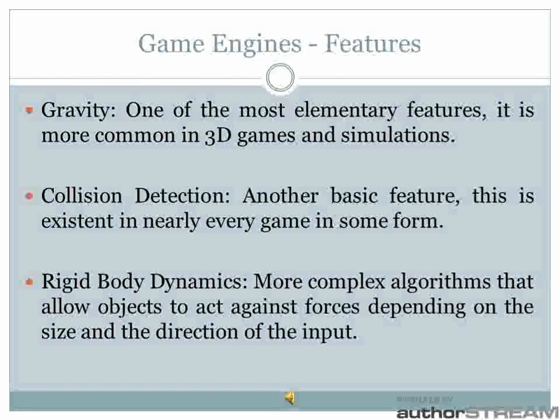Game engines have a few features that are usually common. The first one is gravity, which is one of the most common elements now. The second one would be the collision detection feature in games. And then there's rigid body dynamics, which is more complex.